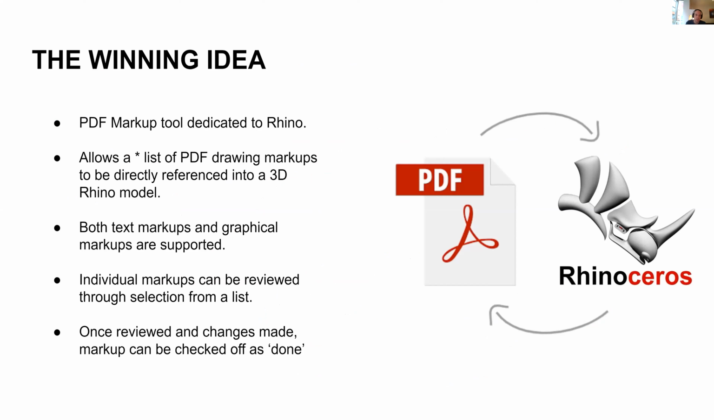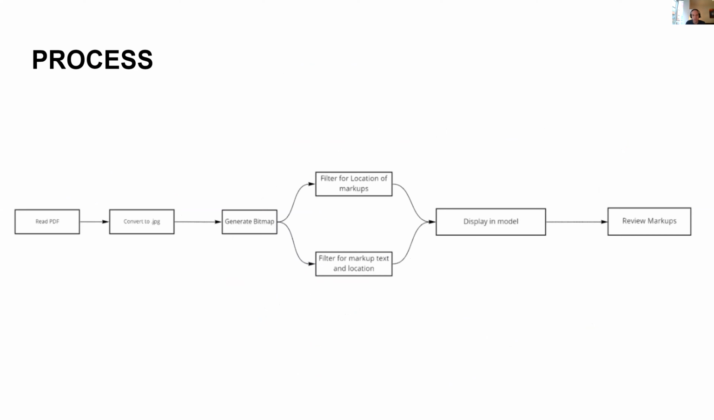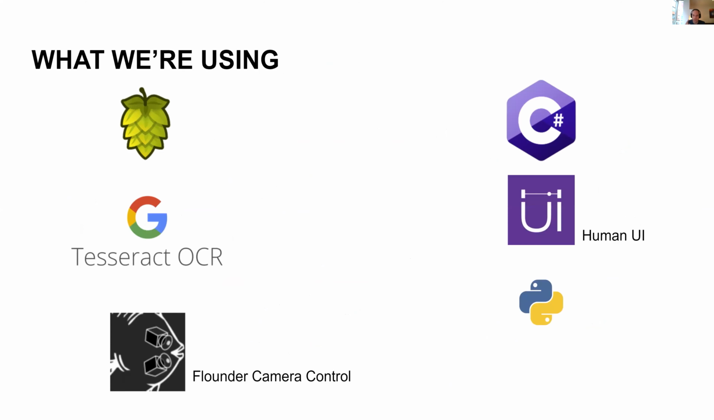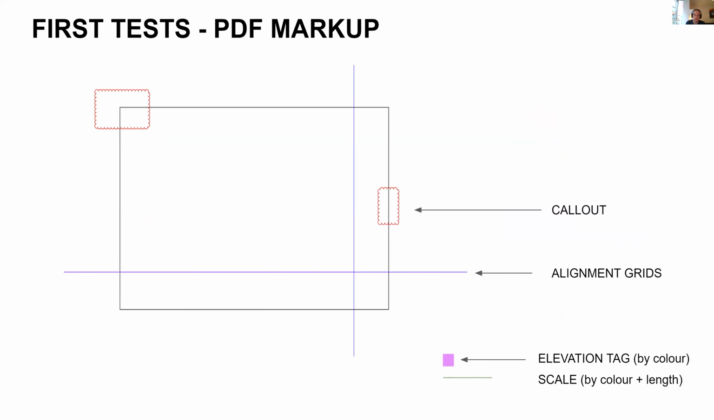And they were looking at text recognition out of these PDFs and actually really treating them as a markup tool, marrying that with the 3D model. So reading in the PDF, converting it to a bitmap, displaying that into the model, and then actually taking it off with reviewing. So they used a lot of different tools, some Python here, and some camera tools in Grasshopper, UI.